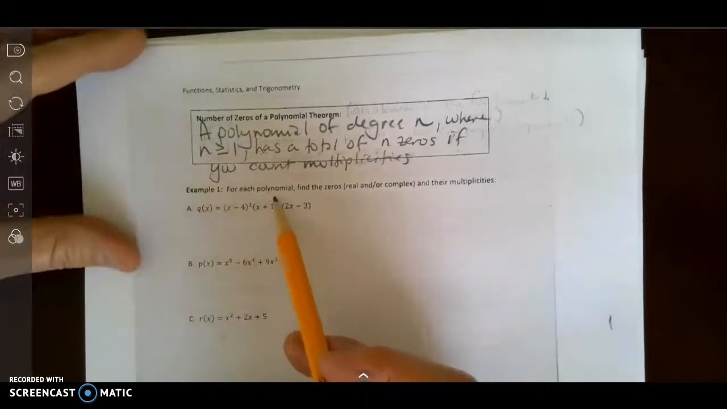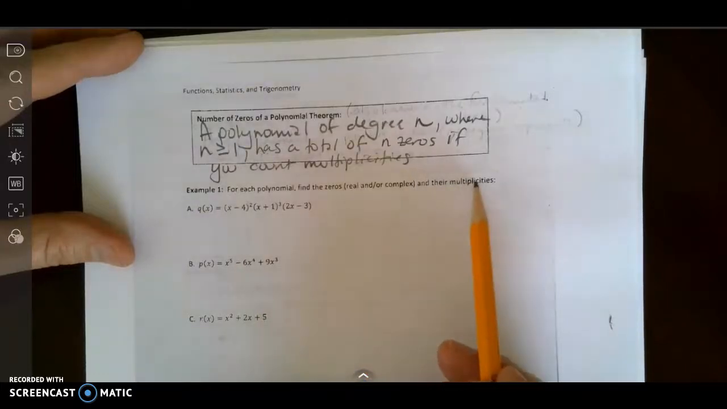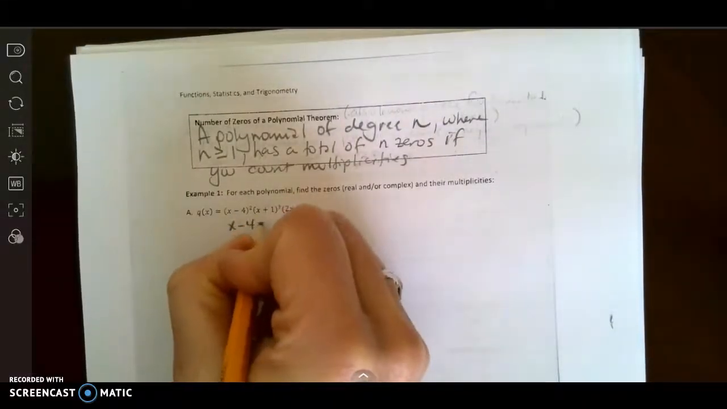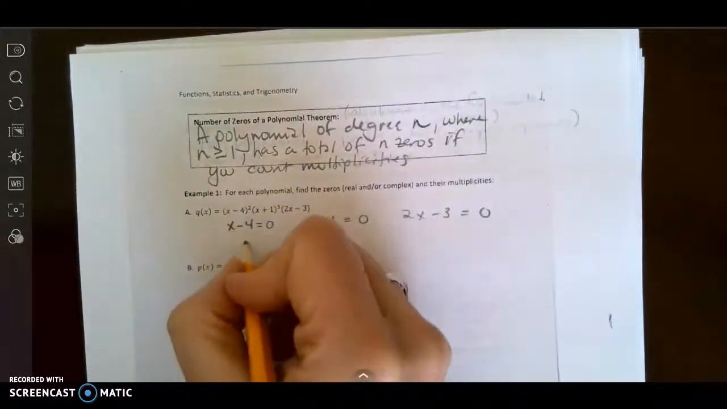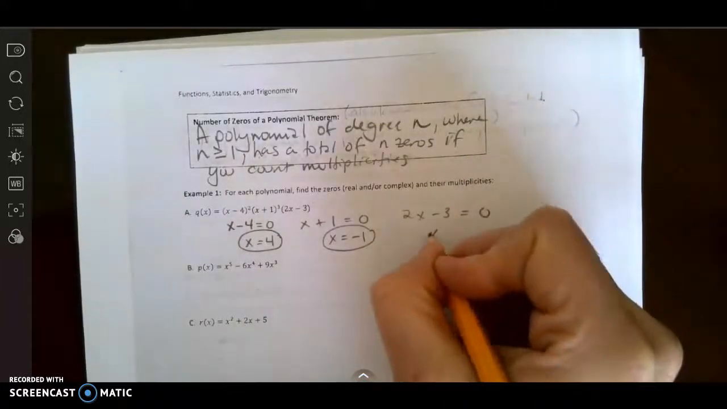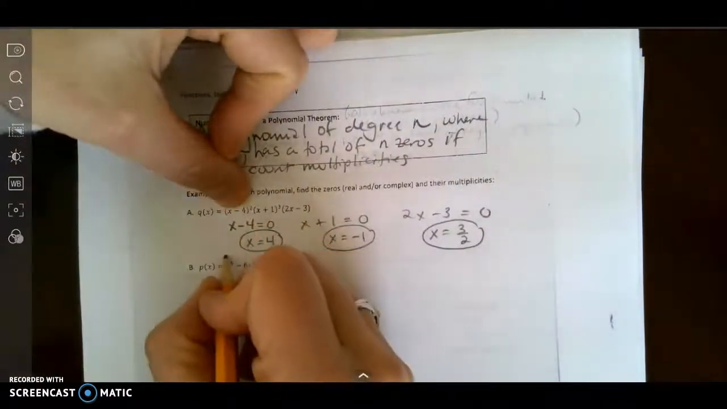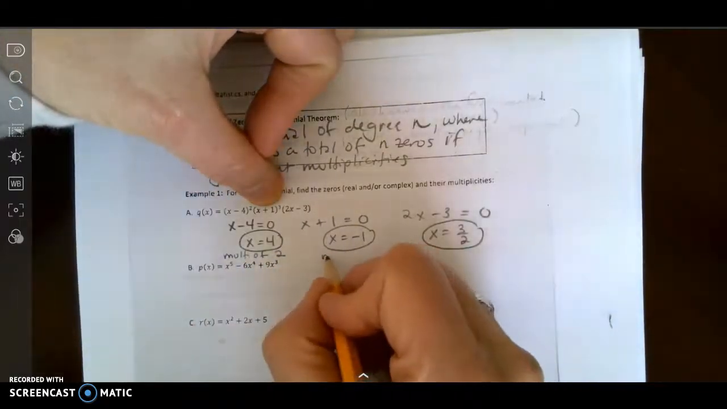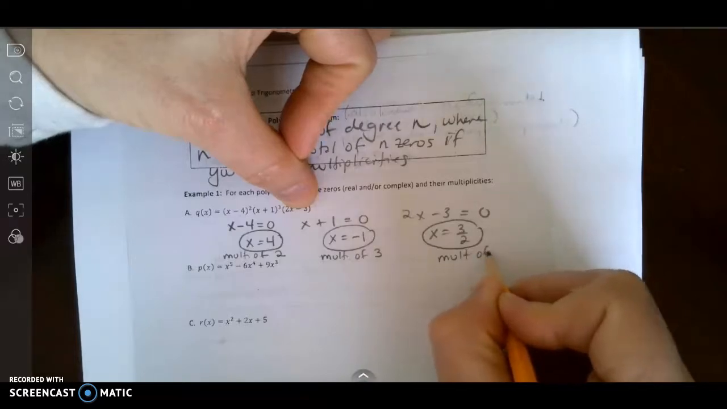So let's look at this example 1. It says for each polynomial, find the zeros, real and or complex, and their multiplicities. So this is already in factored form, so I can say that x minus 4 equals 0, x plus 1 equals 0, and 2x minus 3 equals 0. When I solve each of these, I would add 3 and divide by 2, so I would get x equals 3 halves. These are my zeros. Because this factor occurs twice, this has a multiplicity of 2. Because this factor occurs 3 times, this has a multiplicity of 3. And this factor only occurs once, so it has a multiplicity of 1.